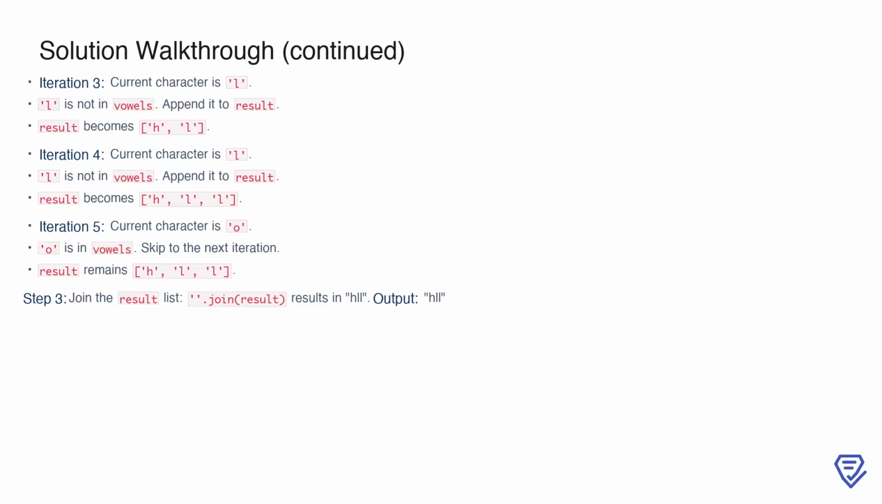After completing the iteration, we join the characters in the result list into a string. Using the join method, we get HLL, which is the input string hello with all vowels removed. This gives us the output HLL.